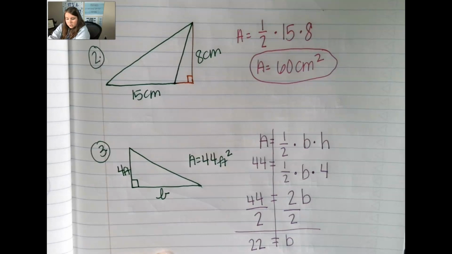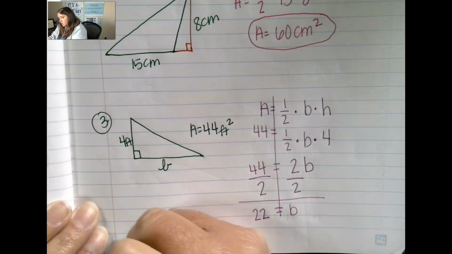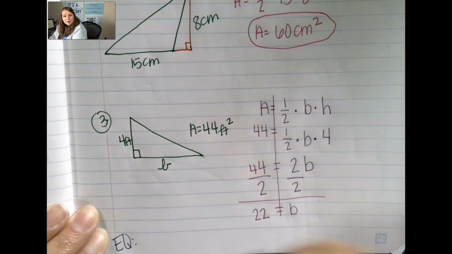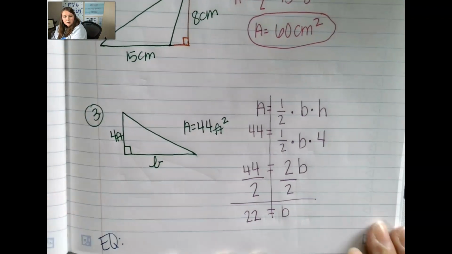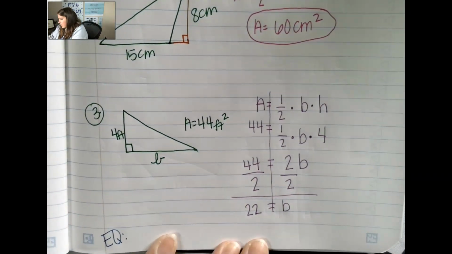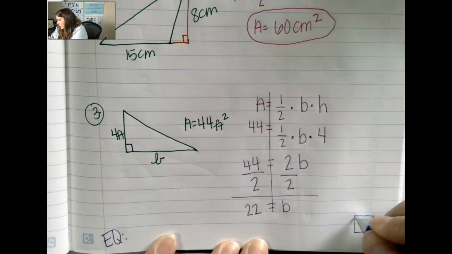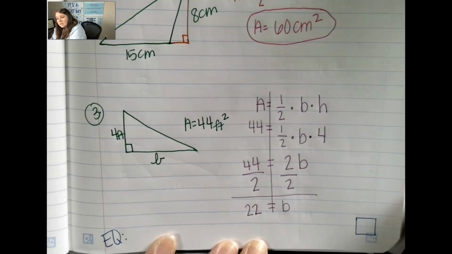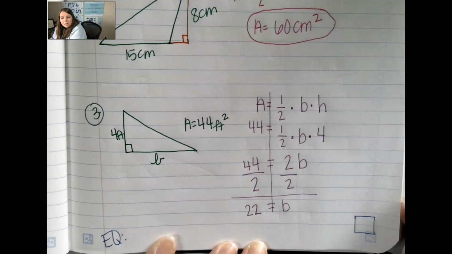All right, it is your turn now to answer your essential question. How do we find the area of a triangle? Go ahead and put your answer there, and then write your level of understanding out to the side. How do we find the area of a triangle?